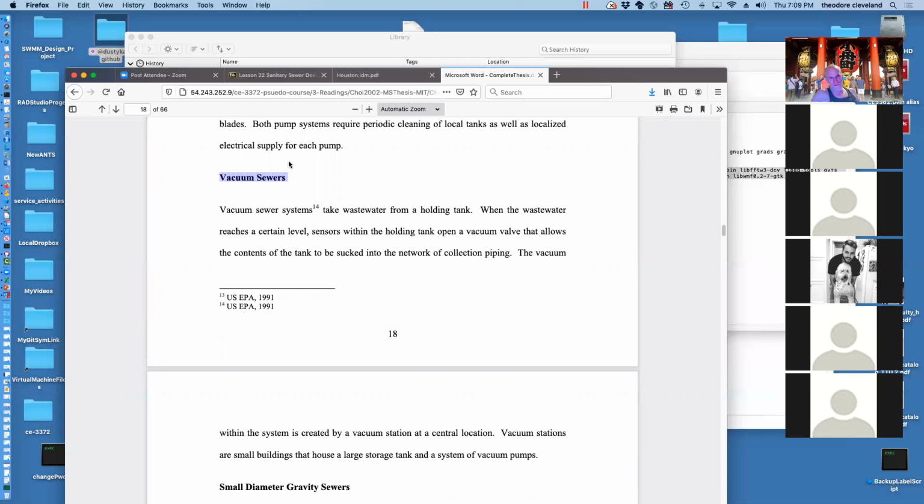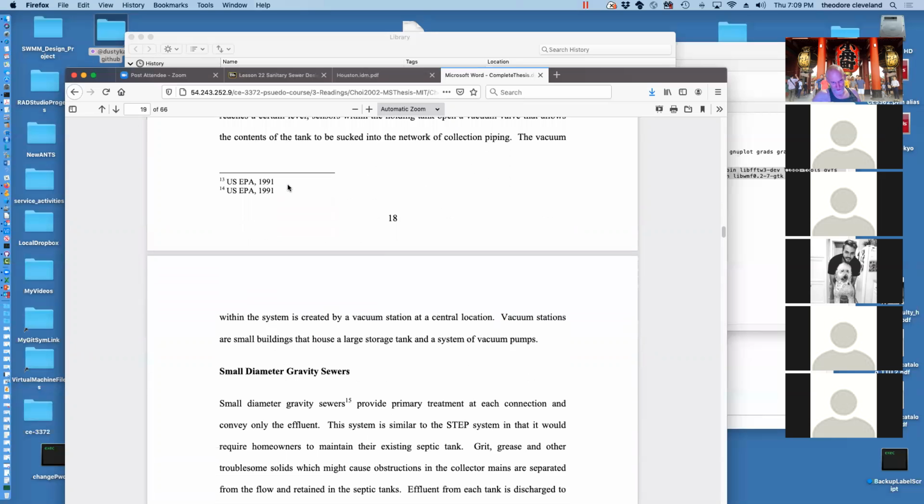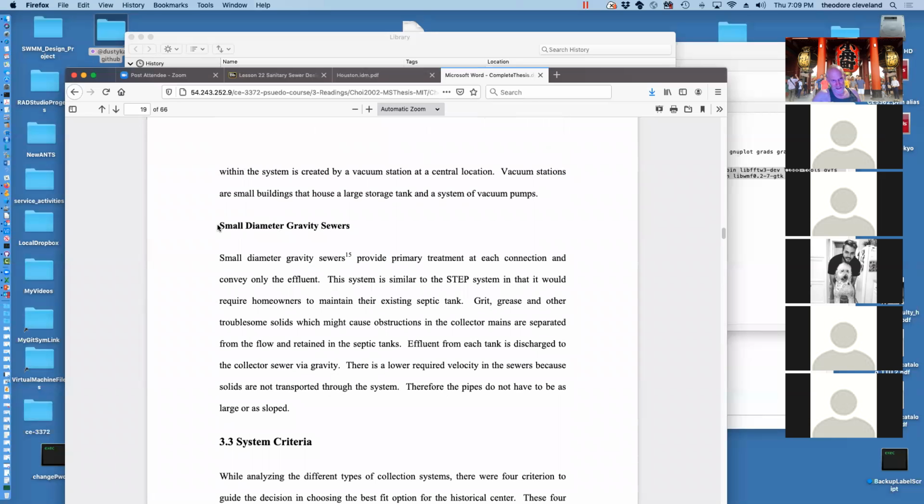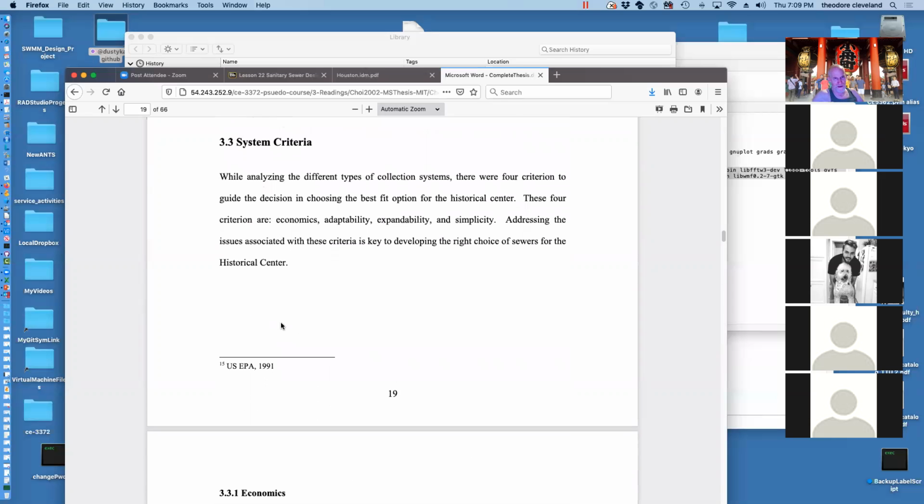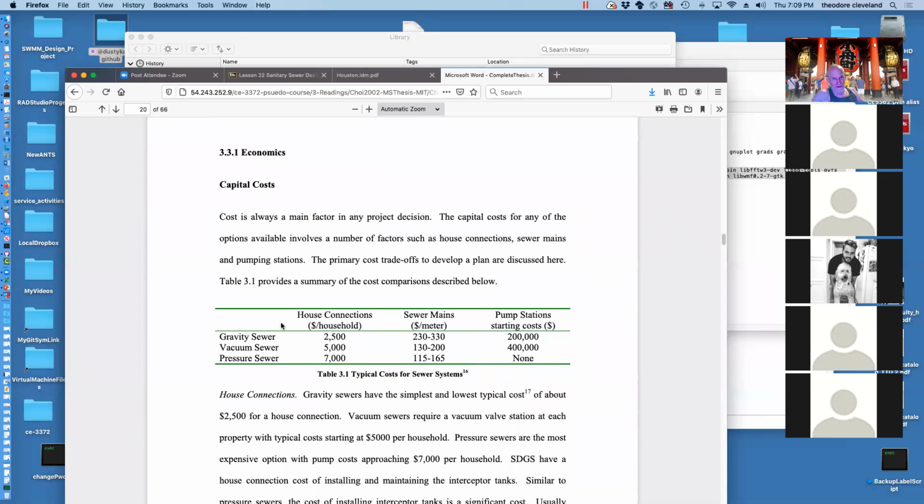The physics of them is pretty much the same as a vacuum sewer. And then she categorized a fourth category called small diameter gravity sewers. This is really just a special case of gravity sewers. And then, looking at these different types of sewers, performed a cost analysis in dollars per household.